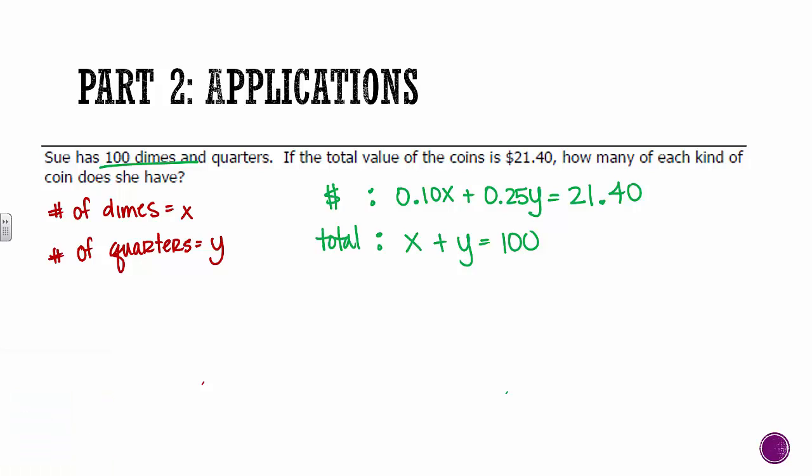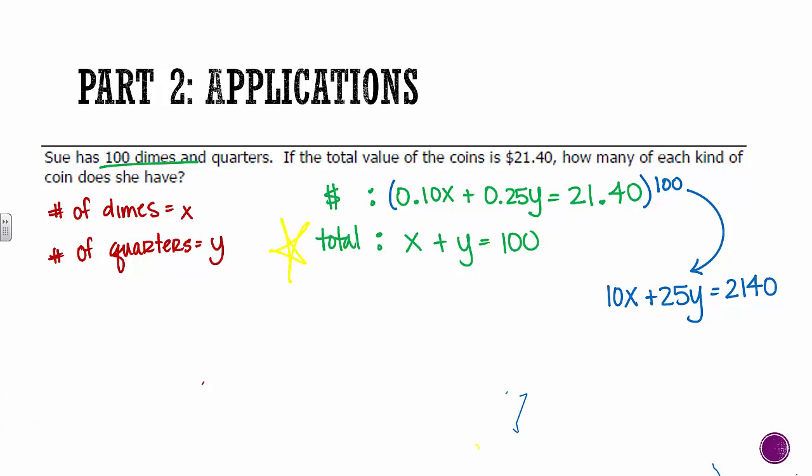Now, before you start solving this, you could solve it with elimination, substitution, whatever you want to do, or we could clear the decimals. So one thing that I always like to do is all of these are in dollars. If you multiply by 100, this turns into cents. So 10x plus 25y totals 2,140 cents, which is still $21.40. And then this you can use with that one to solve. So again, I'm going to leave you to solve this one. This will be part of your can you prove it.